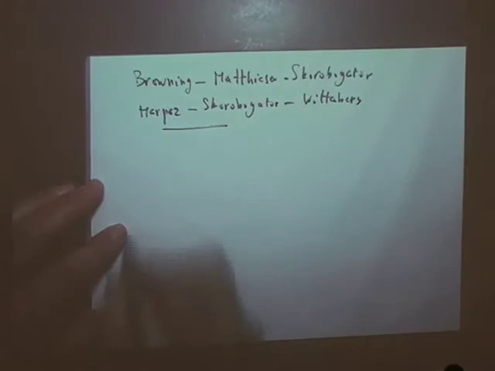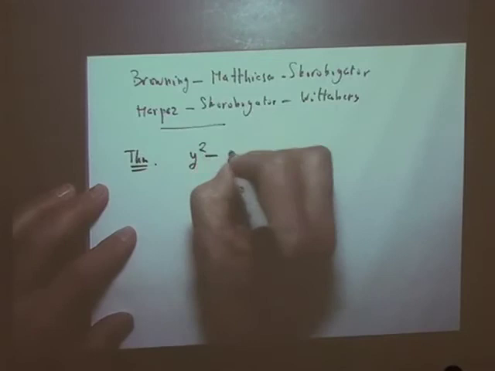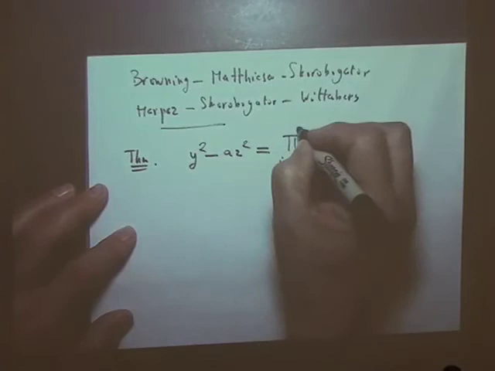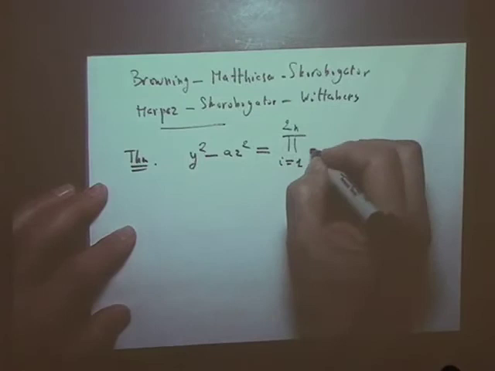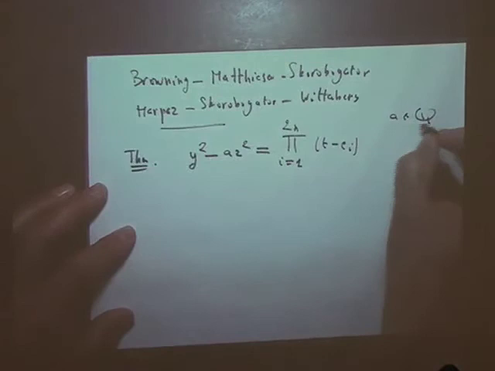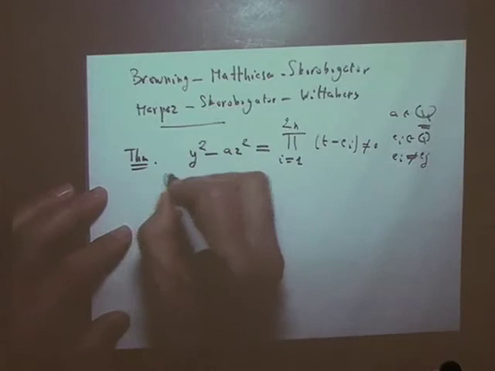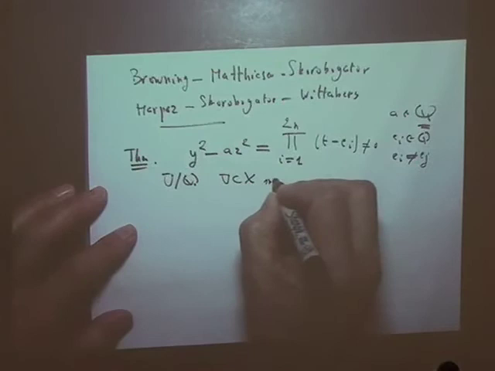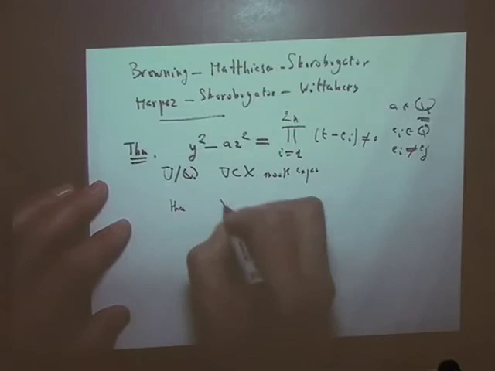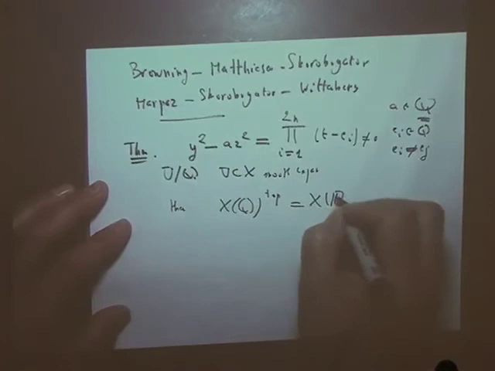So theorem, we're back to our beloved equations. We look at y squared minus a z squared equals the product, i running from 1 to an arbitrary 2n, which you can reduce to that case, an even number of factors, of (t minus e_i), where a is in Q. This time we're in Q, we're not in an arbitrary number field. And the e_i are in Q, and e_i is different from e_j. Okay, and we look at this variety U over Q, and say X is a smooth compactification. Then the statement is that X(Q) is dense in X(A_Q)^Br.